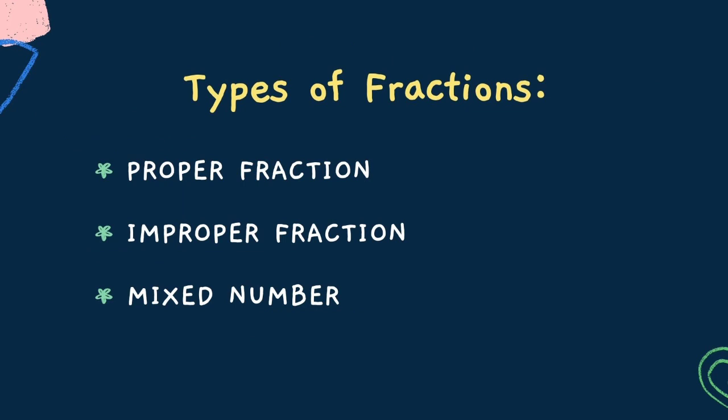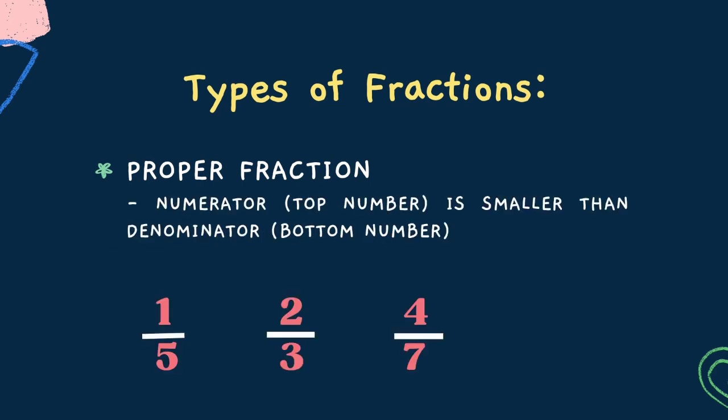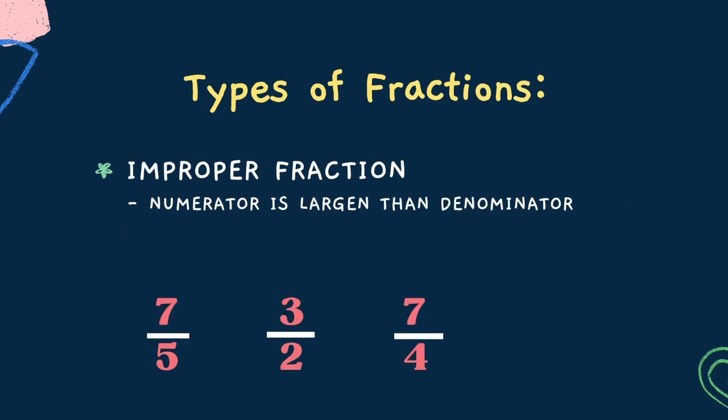There are three types of fractions. We have the proper fraction, the improper fraction, and the mixed number. First, we have the proper fraction. A proper fraction is a type of fraction in which the numerator, or the top number, is smaller than the denominator, or the bottom number. We have examples like 1/5, 2/3, and 4/7. Second, we have the improper fraction, which is the opposite of the proper fraction, where the numerator is larger than the denominator. We have 7/5, 3/2, and 7/4 as examples.